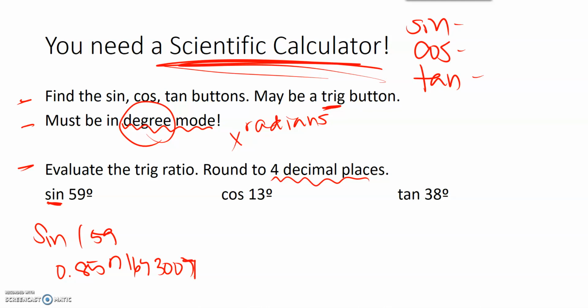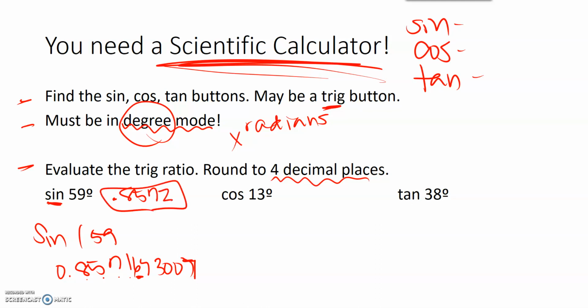Okay. If you didn't get that, your calculator's in the wrong mode, or you used the wrong trig function. Make sure you use sine. Okay? And we need to round this to 4 decimal places. So 1, 2, 3, 4. I'm going to look at this number that's bigger than 5. So my answer to this would be 0.8572. And that's it. I'm done.